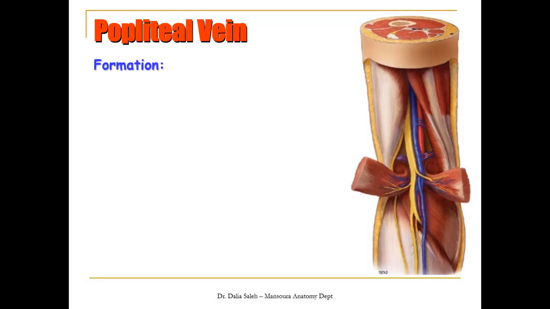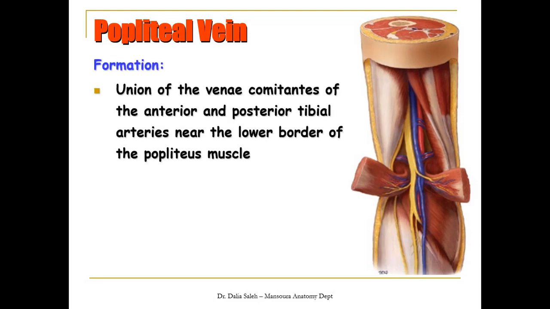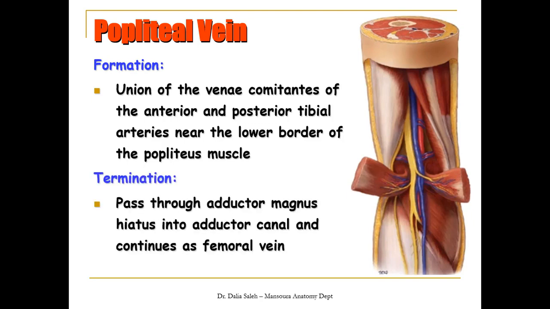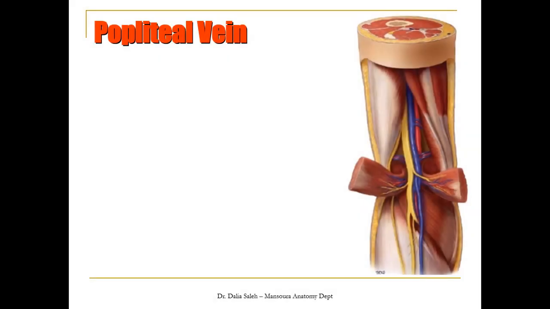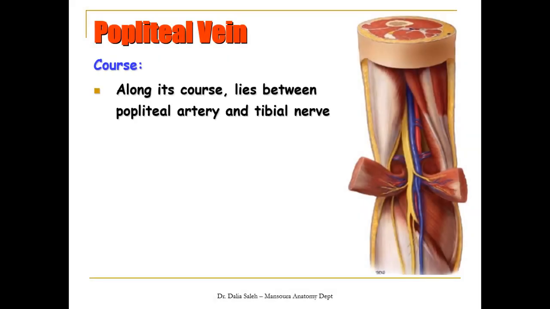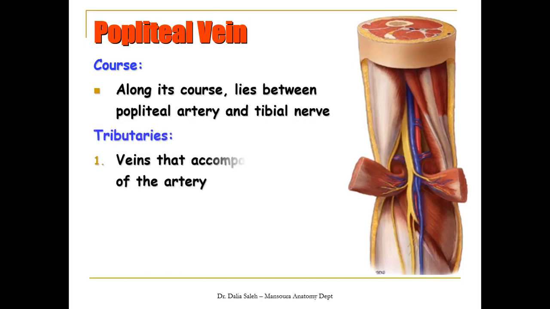The popliteal vein is formed by union of the venae comitantes around the anterior and posterior tibial arteries near the lower border of the popliteus muscle, and it terminates by passing through the adductor magnus hiatus into the adductor canal and becomes the femoral vein. Along its course, it lies between the popliteal artery and the tibial nerve, and it receives veins that accompany the branches of the popliteal artery and also receives the small saphenous vein.